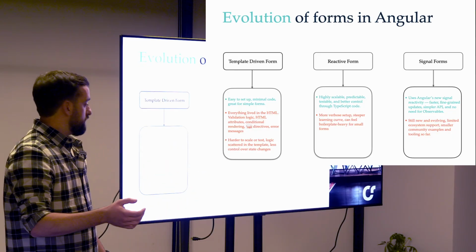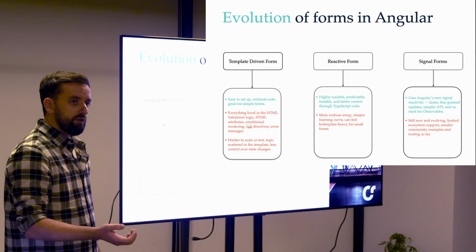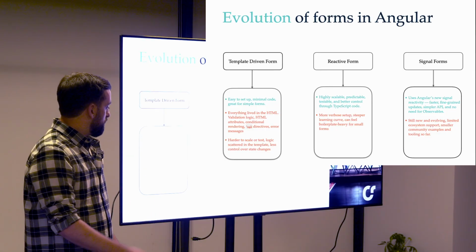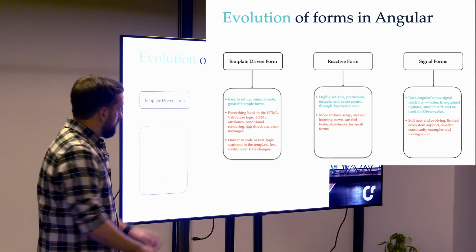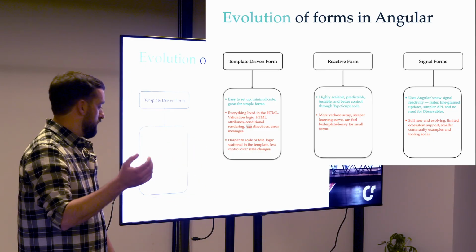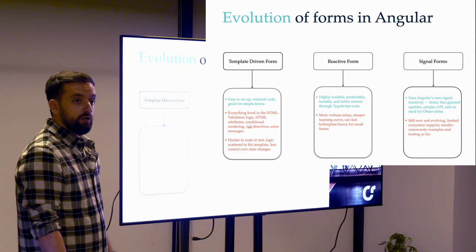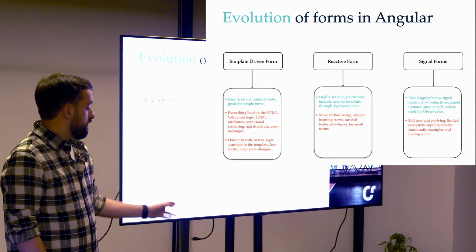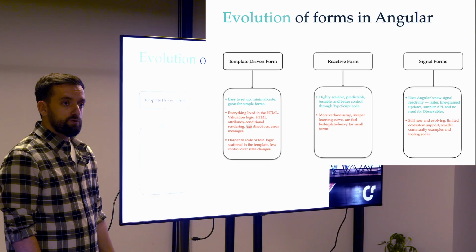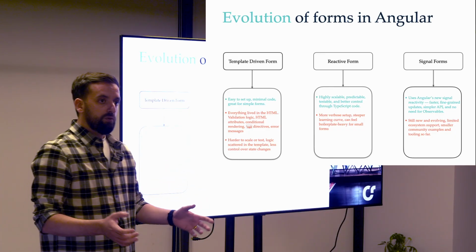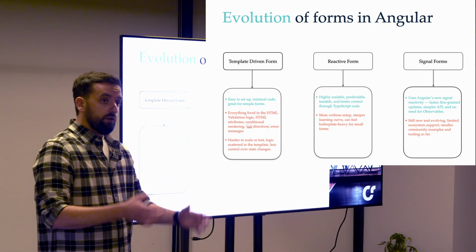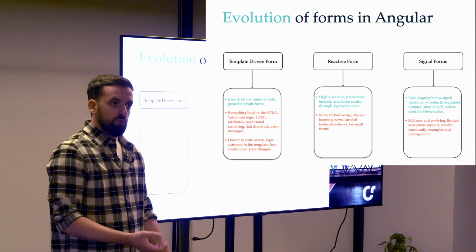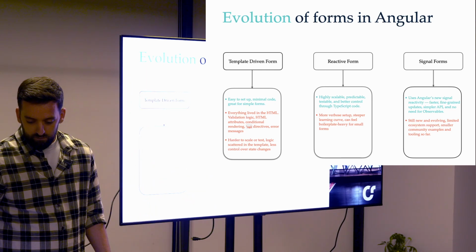But what happened was that when the form started to get more complicated, the template also became way too heavy. You could have a lot of if conditions, directives, and conditional rendering, which made the template very, very heavy. And testing and scaling it was very hard, because in order to test, you needed to render the view and then start testing it, which made testing harder.